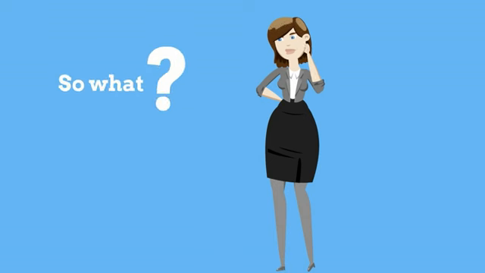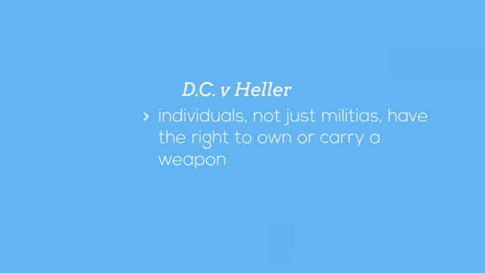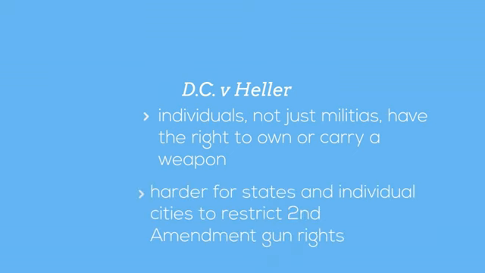So, what does this principle mean here, and how does it impact society? Well, in D.C. versus Heller, the judicial opinion focused on the meaning of the Second Amendment's right to bear arms. The Supreme Court's interpretation of the Second Amendment is that individuals, not just militias, have the rights to own or carry a weapon. This could make it even more difficult for cities and states to put restrictions on the rights to bear arms, an important liberty within our Bill of Rights.